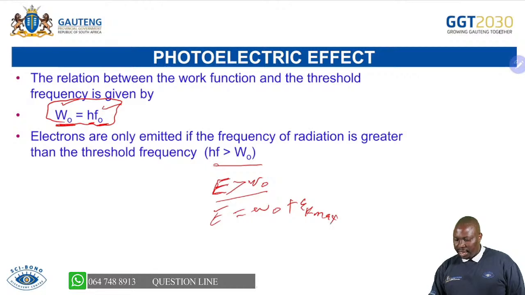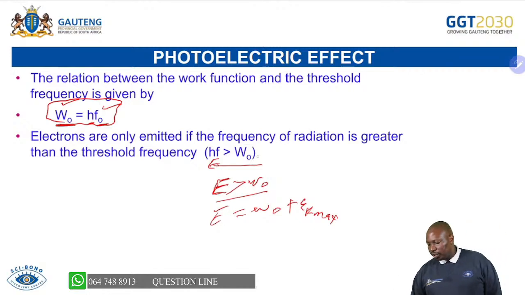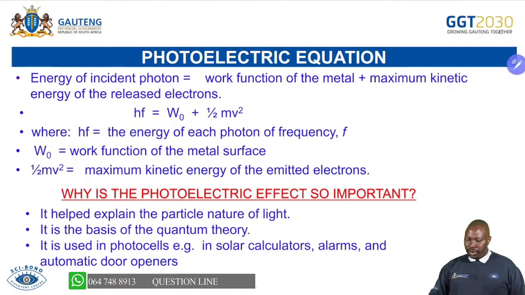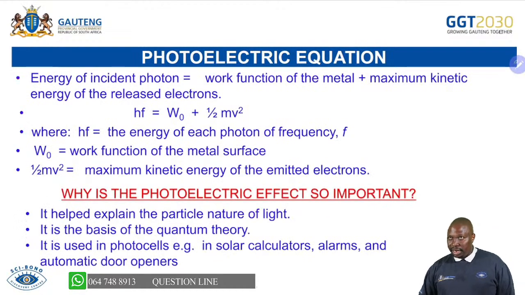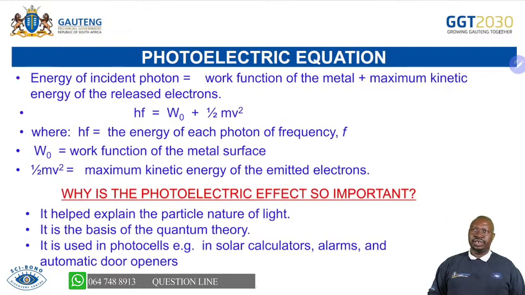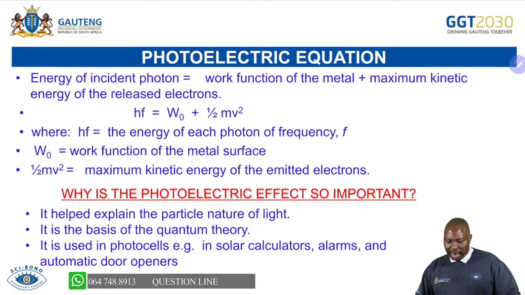The condition there is that hf, which is E, the energy of a photon, must be greater than the work function. So you must always be able to refer to that to give you the right answer. As we move now to calculations, because I've taken you through all the scenarios so that you understand this topic, for these calculations we'll be using what is called the photoelectric effect.